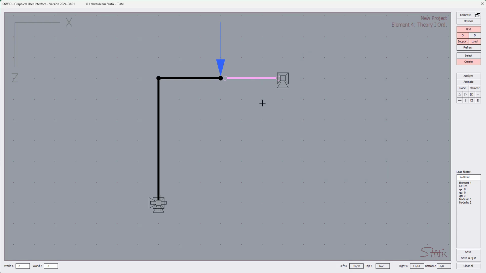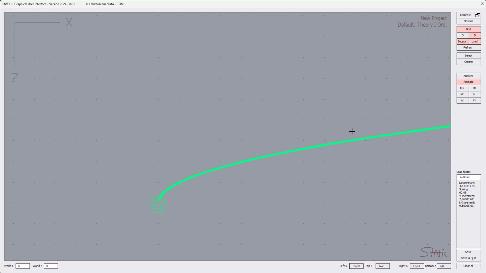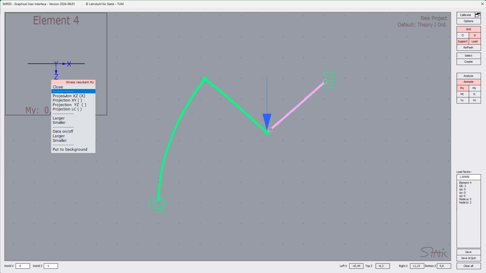That's one possibility. Here we are, and we do the analysis. So you see, its structure is now so weak that it's exceeding the screen because the scaling factor is too large. We can automatically adapt the scaling factor by double-clicking on animation. So the scaling is automatically adapted to a proper value, and we now have the typical responses for the bending moments, going into the proper projection.